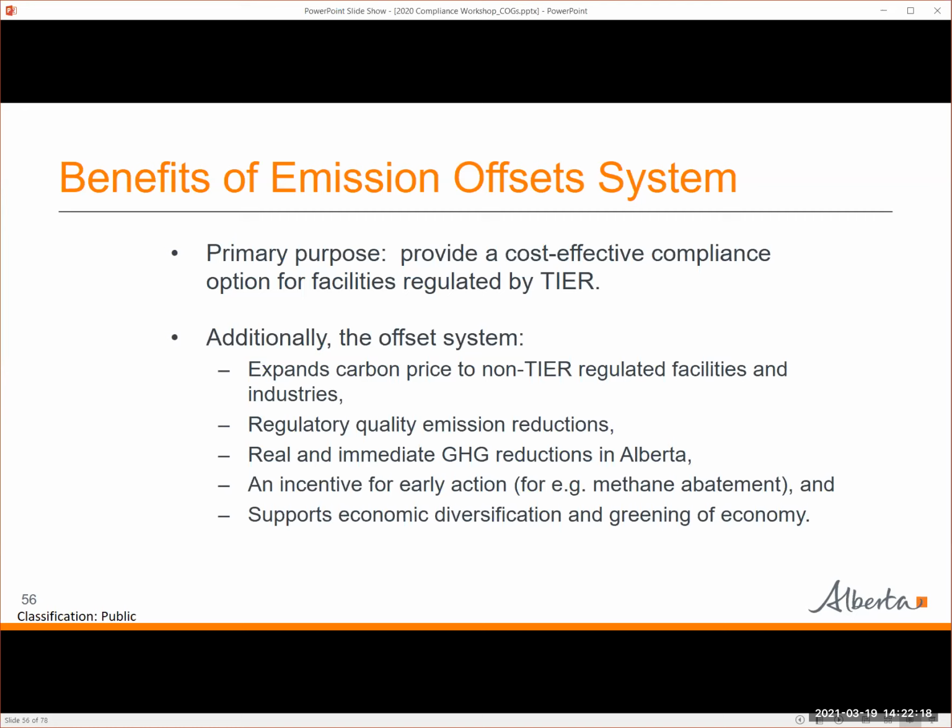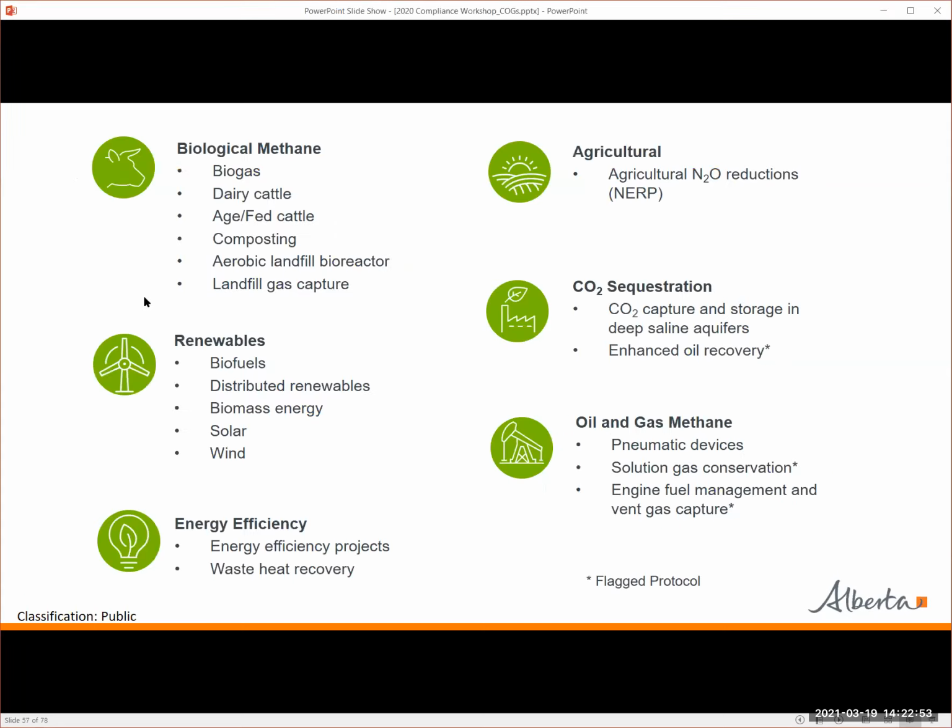So the offset system in general, as the slide says, its purpose is to provide another compliance option for facilities, which include, of course, aggregate facilities. The offset system differs in that it covers some voluntary activities as well. There's a list here of some of the specific additional aspects of the system, but I'm happy to answer more questions about those specifically. Can we go to the next slide, please, John?